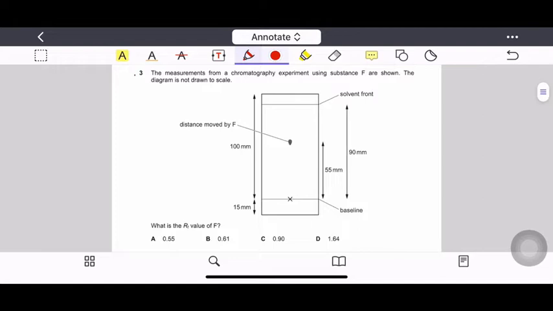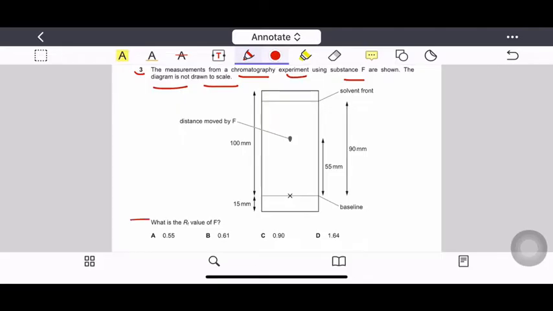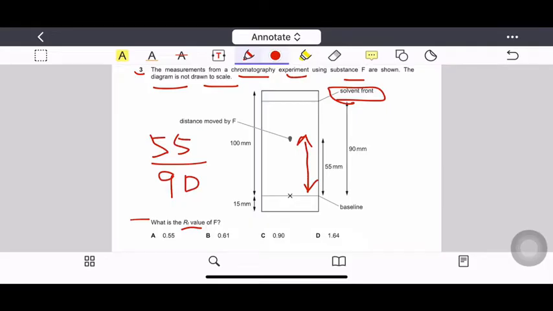Question number 3. The measurements from a chromatography experiment using substance F are shown. The diagram is not drawn to scale. What is the RF value of F? RF value is equal to distance travelled by solute divided by distance travelled by solvent front. So it will be 55 divided by 90. So the correct answer will be B, 0.61.